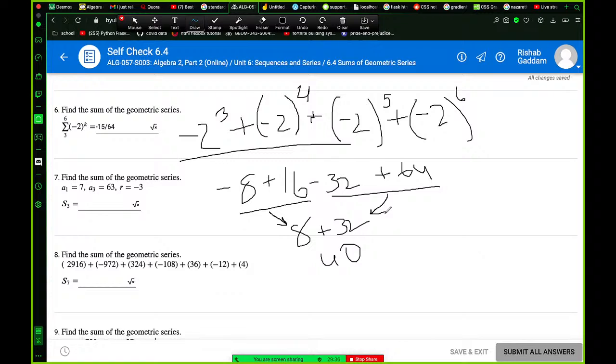Okay, so Rohan might have done it wrong. So let's see right here. Rohan, did you get negative 8 as a1? I don't think so.